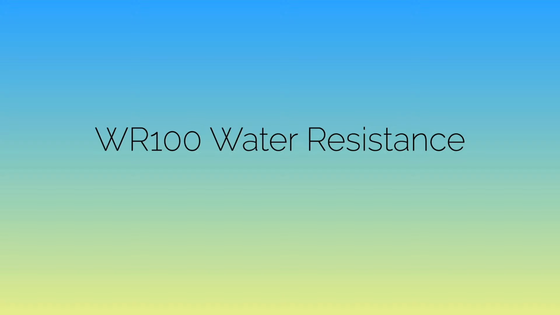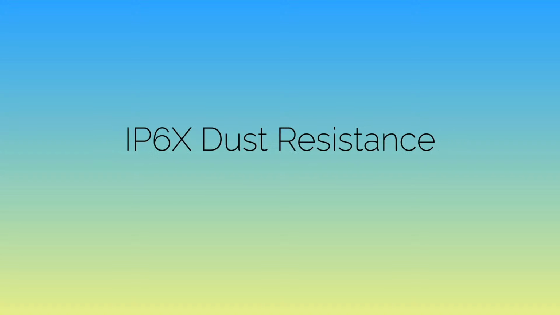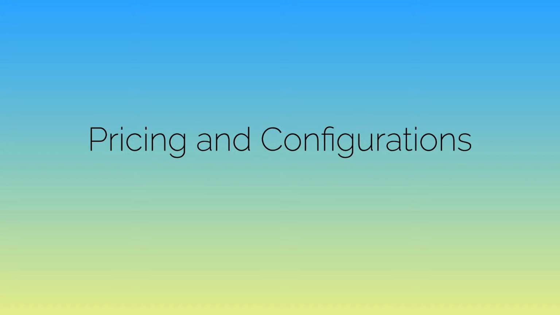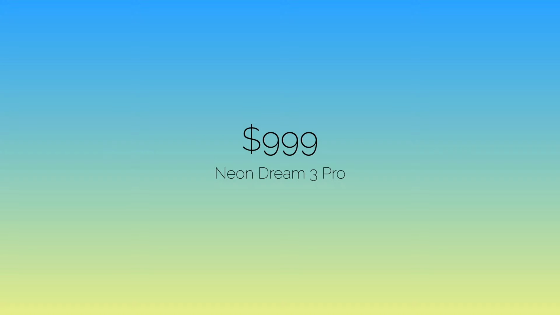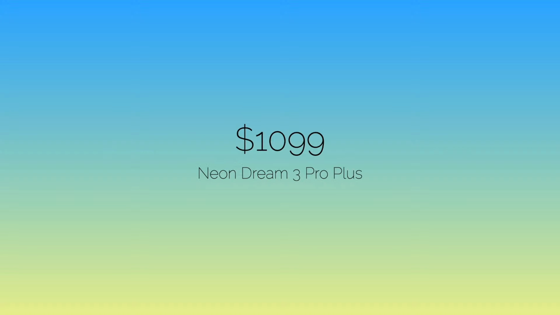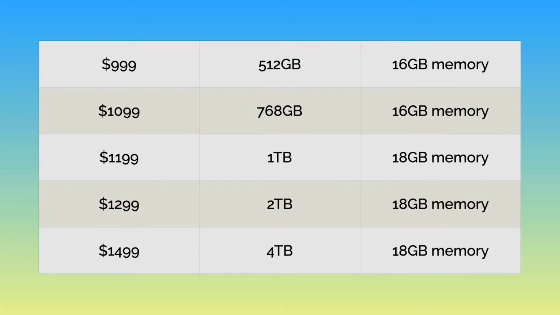And now let's talk about this durability. We find our ceramic diamond glass, obviously, and WR100 water resistance, along with IP6X dust resistance. And now let's talk about pricing configurations. Dream 3 Pro starts at $999, Dream 3 Pro Plus at $1099. So here's our configurations: 512 gigs and 16 gigs of memory starting at $999, 768 gigs it's $1099, 1 terabyte gets you 18 gigs of RAM as well, that's $1199, $1299 for 2 terabytes, and $1499 for 4 terabytes.